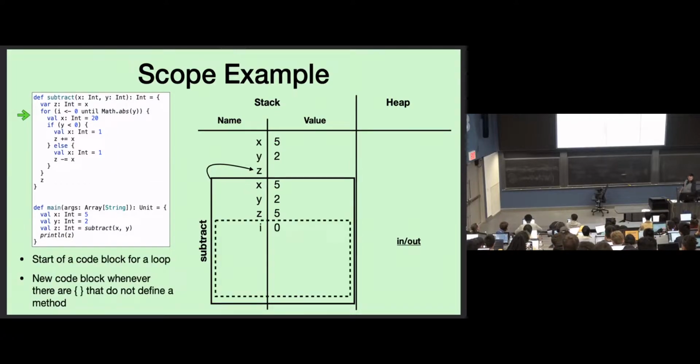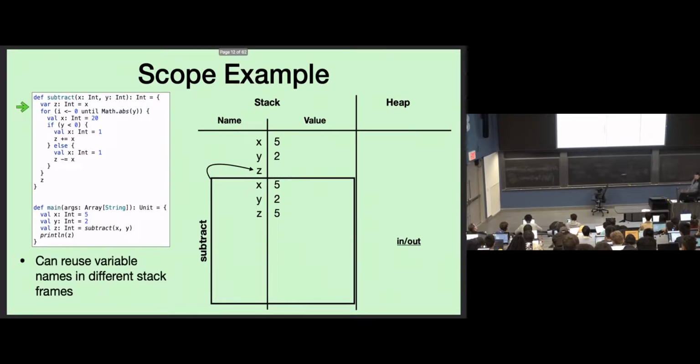All right, I want to pause there, actually. So any questions up till this point, before we get into code blocks? I haven't talked about code blocks yet, so I want to make sure everybody's on board with stack frames, the structure of our memory diagrams, putting variables on the stack with values. Any questions about any of this before we start making this more complex?